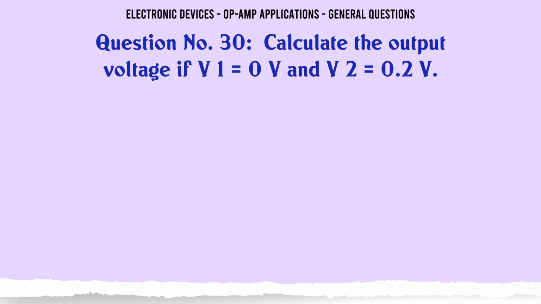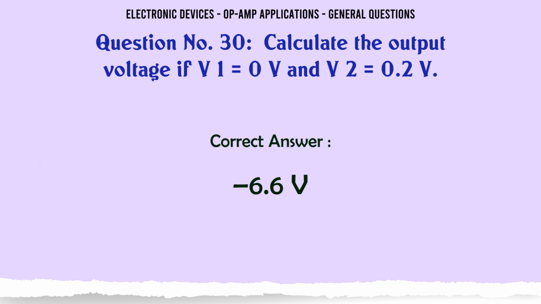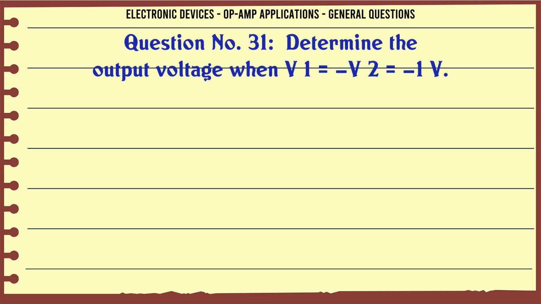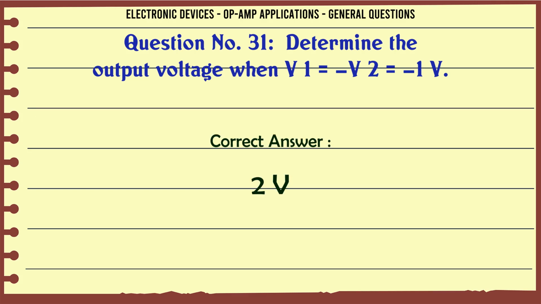Calculate the output voltage if V1 = 0 V and V2 = 0.2 V. A: 0 V, B: 6.6 V, C: 4 V, D: 2 V. The correct answer is 6.6 V. Determine the output voltage when V1 = V2 = 1 V. A: 0 V, B: 2 V, C: 1 V, D: 2 V. The correct answer is 2 V.